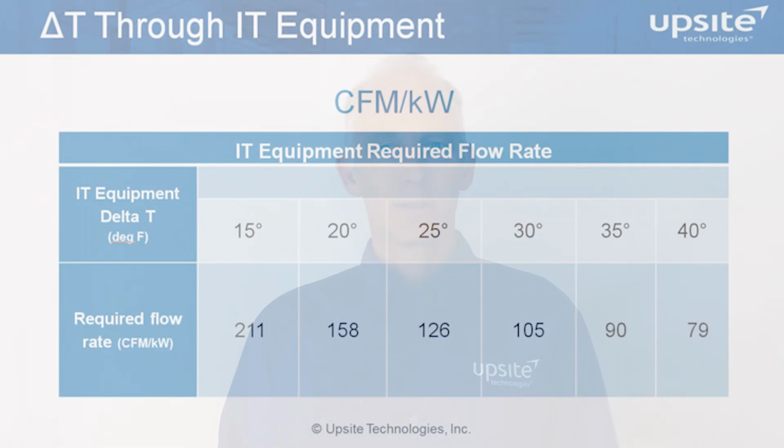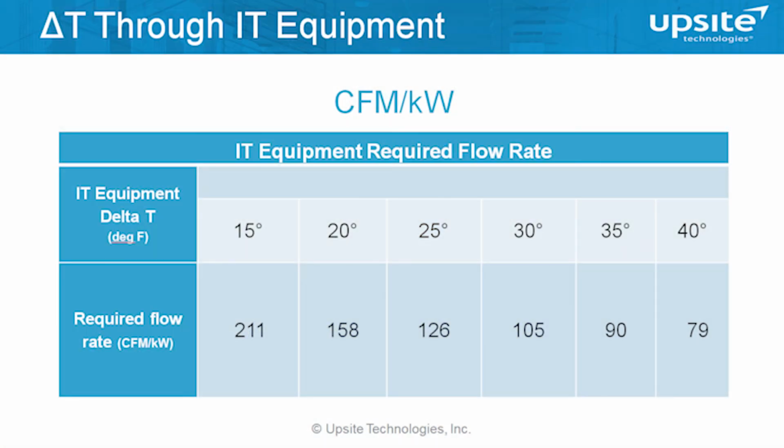So we see here a couple of different examples, where for different delta T's, there are different flow rates. For a 15-degree delta T, that requires 211 CFM to cool 1 kilowatt of power consumption. Whereas at the other end of the spectrum, IT equipment designed with a 40-degree delta T only needs 79, 80 CFM to cool 1 kilowatt of electrical consumption. So that can have a big effect on the total flow rate that is required by the cooling units.